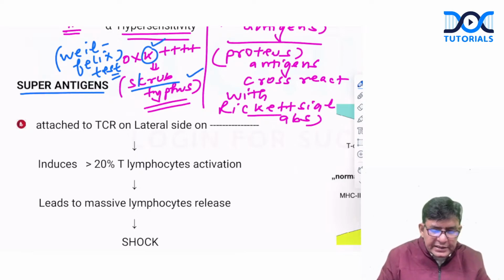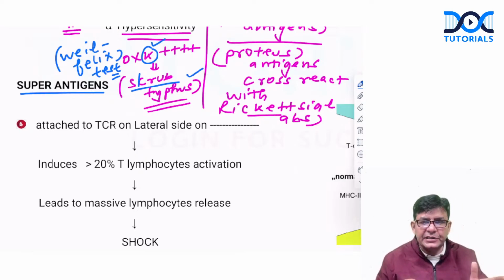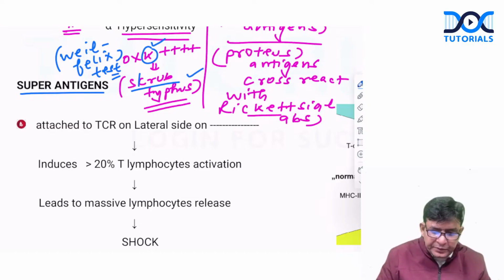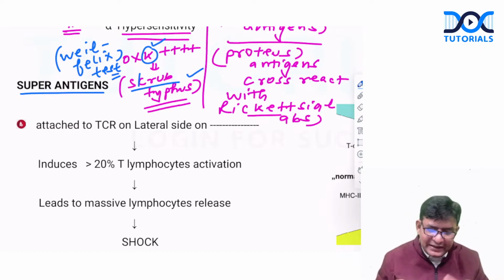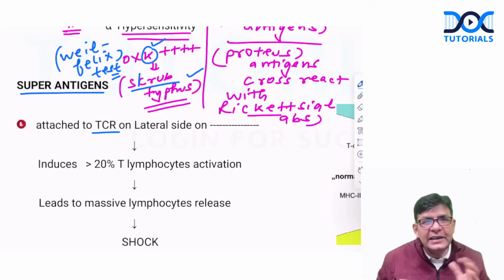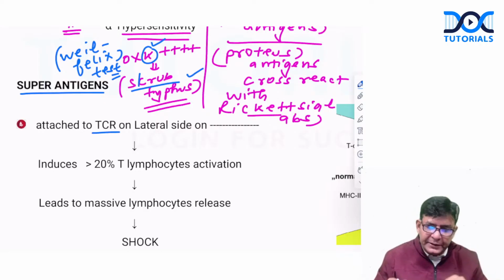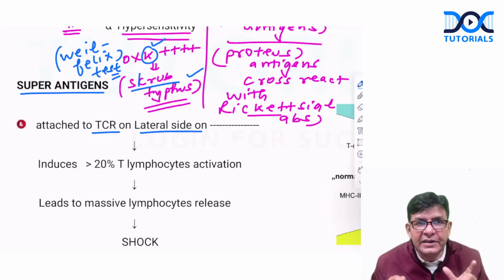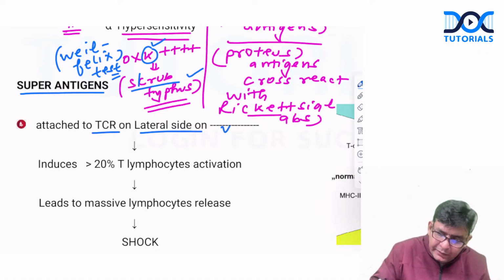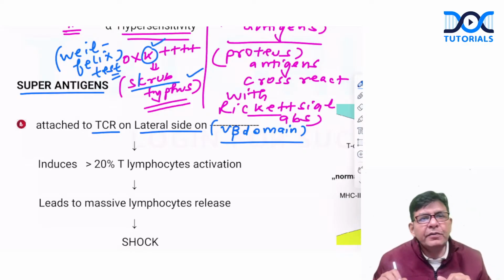And today, the last thing is superantigens. What is a superantigen? A superantigen is that particular antigen which is super. In what sense is it super? It attaches to the TCR. TCR is what? T cell receptor. And on which side does it attach? On the lateral side, the lateral side of the V beta domain. Okay, it attaches to the lateral side of the V beta domain.